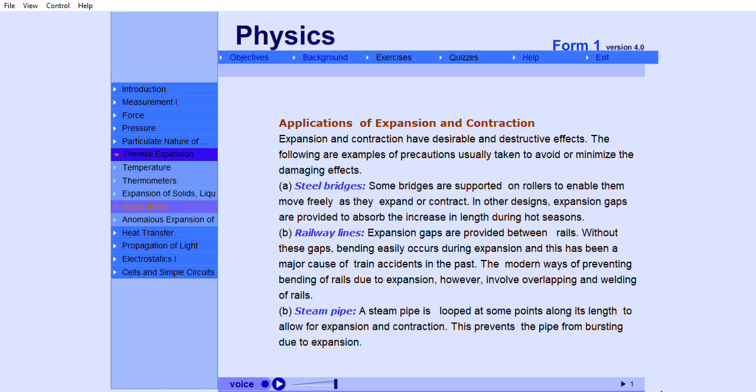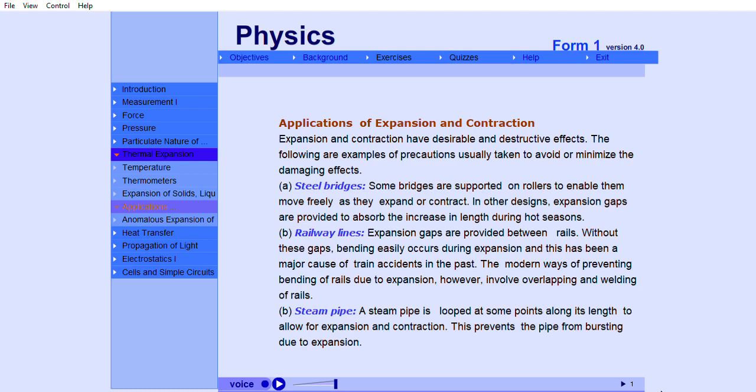Railway lines. Expansion gaps are provided between rails. Without these gaps, bending easily occurs during expansion, and this has been a major cause of train accidents in the past. The modern ways of preventing bending of rails due to expansion, however, involve overlapping and welding of rails.